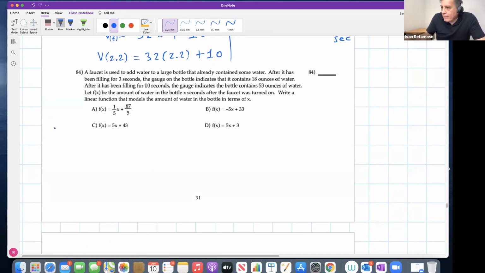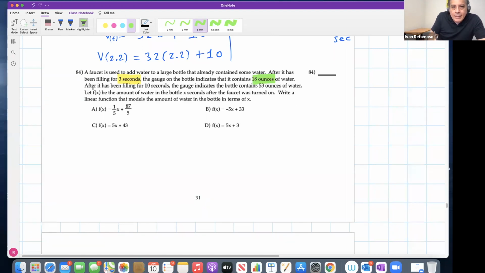This deals with a different form. So let's go over this. It says a faucet is used to add water to a large bottle that already contains some water. After it has been filling for 3 seconds, the gauge on the bottle indicates that it contains 18 ounces. Very important, guys. We said that for these situations, you pair up input with output values, right?